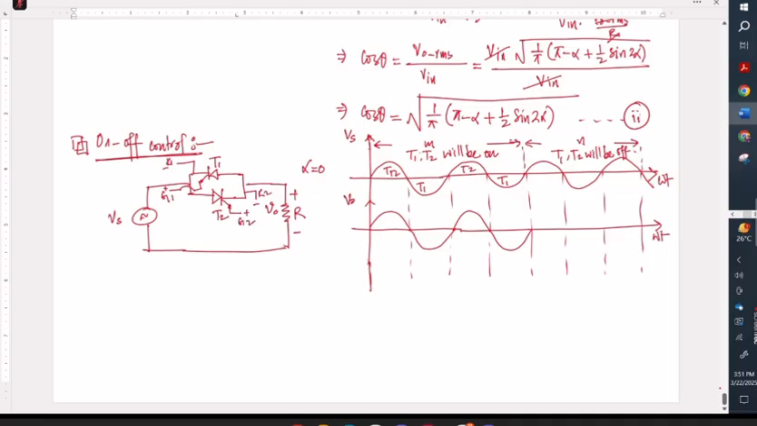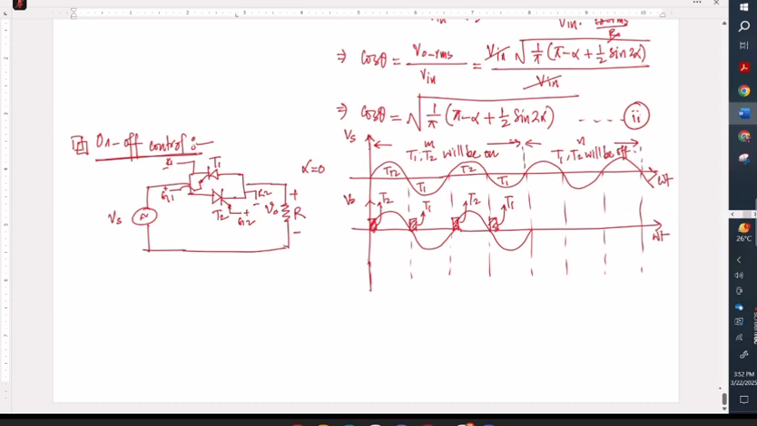And here we are providing gate pulses at the starting of each cycle. So here we are providing a gate pulse. Again, here we are providing a gate pulse. This gate pulse is given to T2, this gate pulse is given to T1, this gate pulse is again given to T2, and this gate pulse is given to T1. Any confusion now? No, sir. And for the remaining portion, we didn't provide any gate pulses. That's why T1 and T2 will not be turned on.